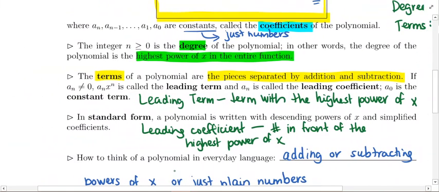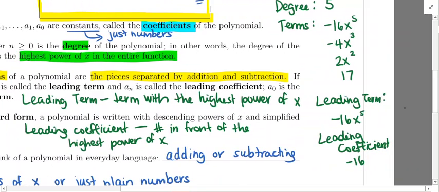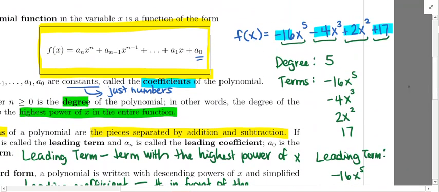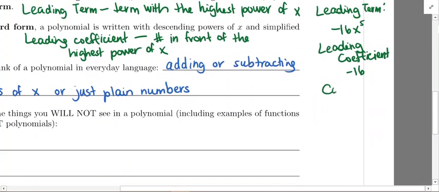One more in terms of term, no pun intended. There's a constant term. Constant term is the term that doesn't have an x. If you look at this, out of the 4 terms, the 17 is just a number. So the constant term here is going to be 17. No x, or no visible x, let's say.